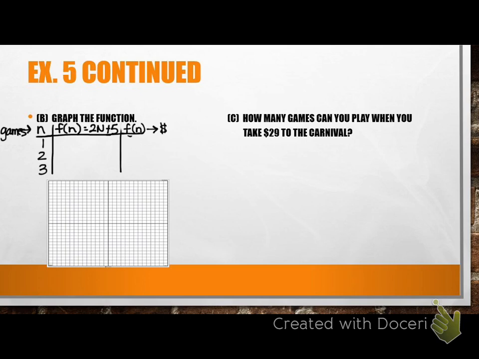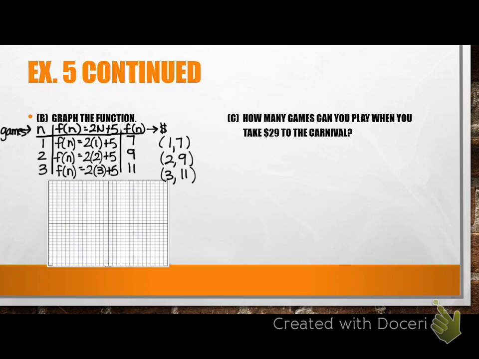Again, the position of the number. So we're going to plug in 1. So f of n equals 2 times 1 plus 5. f of n equals 2 times 2 plus 5, and f of n equals 2 times 3 plus 5. All right, let's do the math real quick. What's 2 times 1 plus 5? 7. What's 2 times 2 plus 5? And what's 2 times 3 plus 5? 11. So our 3 ordered pairs: when you play 1 game, you pay $7. When you play 2 games, you've paid $9. And when you've played 3 games, you've paid $11. All right, so let's graph them.